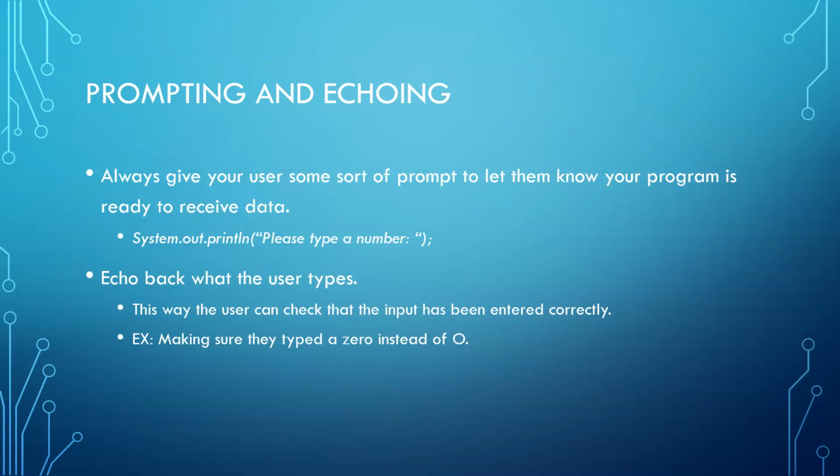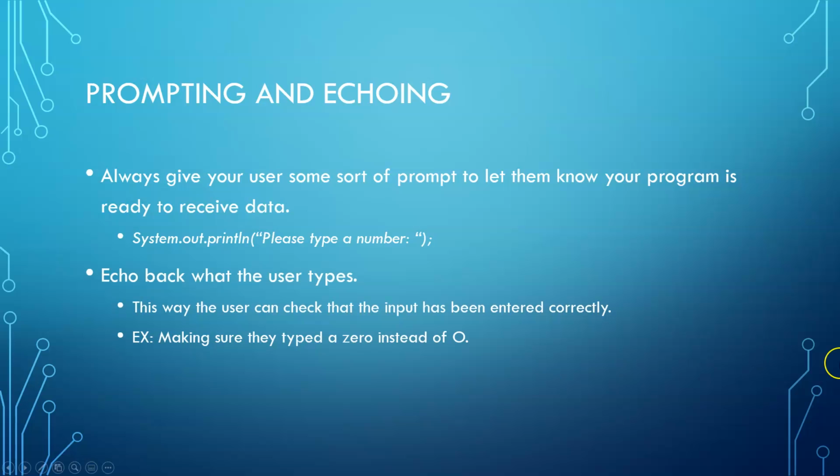Another good step, especially when you're first learning programming, is simply to echo back what the user types. Eventually you don't need to do this, but it is a good way to help verify that what the user has typed is correct. If they typed, let's say, a 0 instead of an O, that's a good way to catch it.